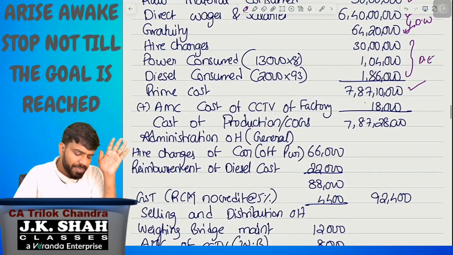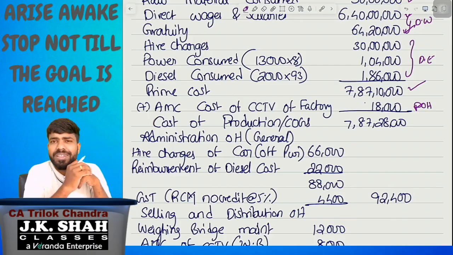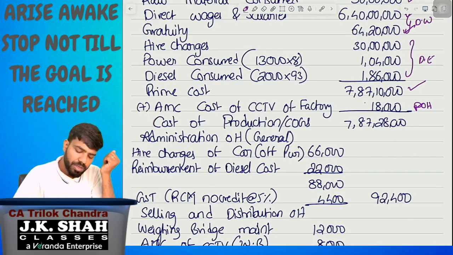Next, AMC cost of CCTV of factory, 18,000. This is the production overhead. We'll call it cost of production. Once we get the cost of production, we need to adjust the opening stock of finished goods less closing stock of finished goods. But in this question, those details are not given. So cost of production is equal to cost of goods sold. That is 7 crore 87 lakh 28,000.